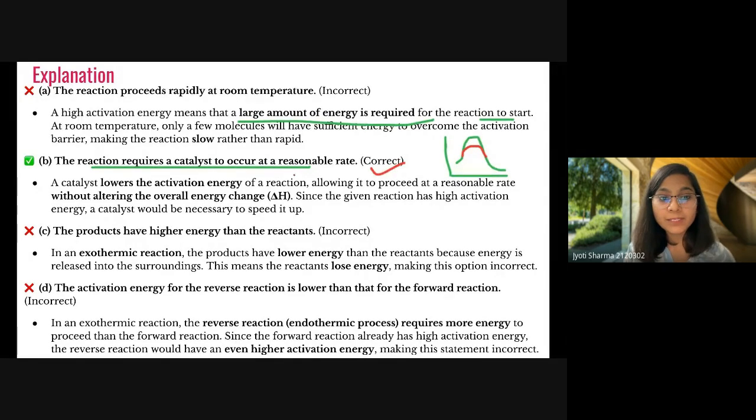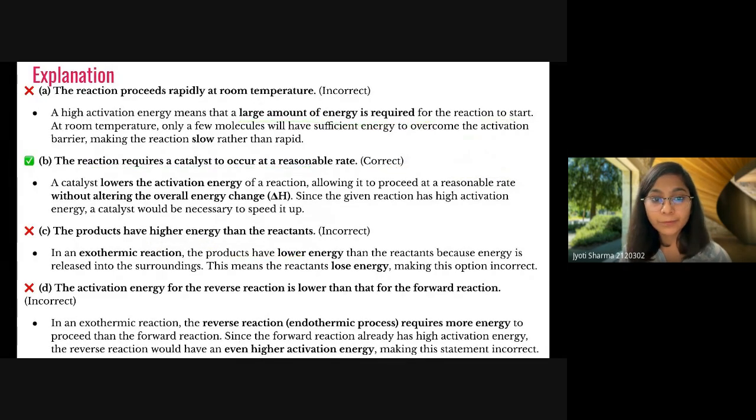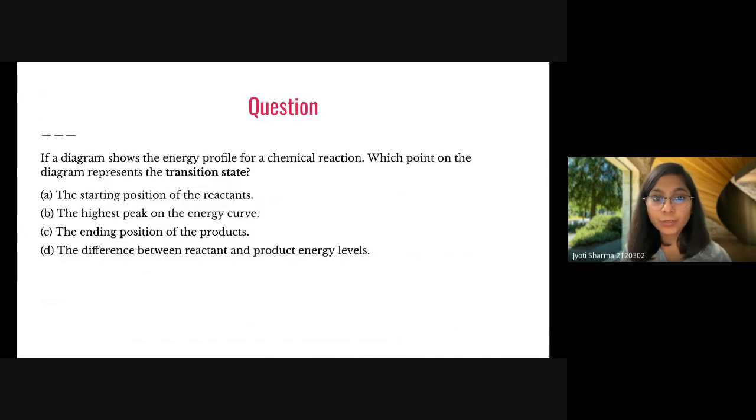Then this is incorrect, because we talked about the product having lower energy, and this is again incorrect. So that's why B is the right answer. I think this is clear. Should I go to the next question?